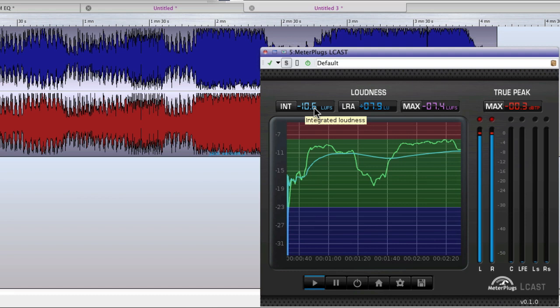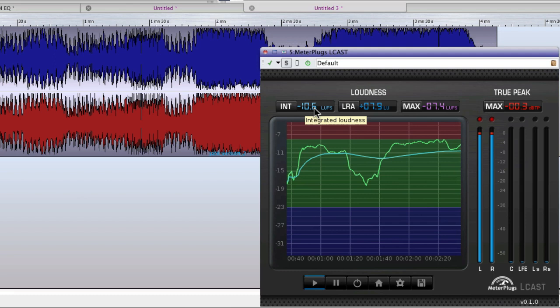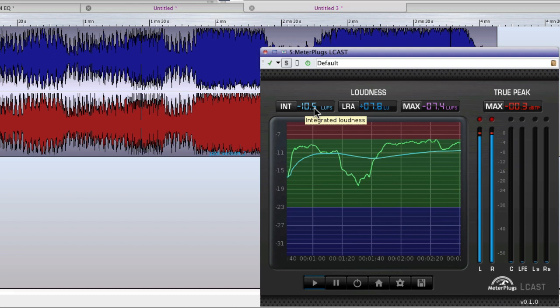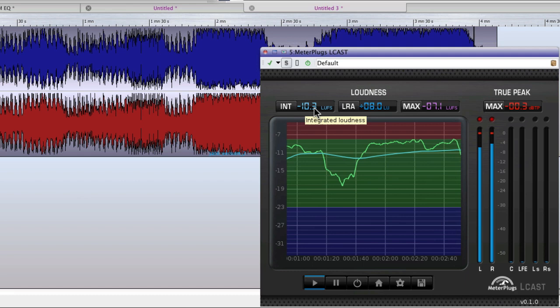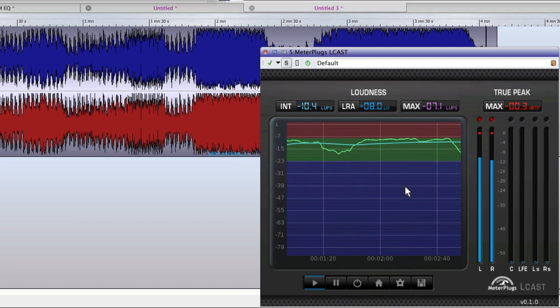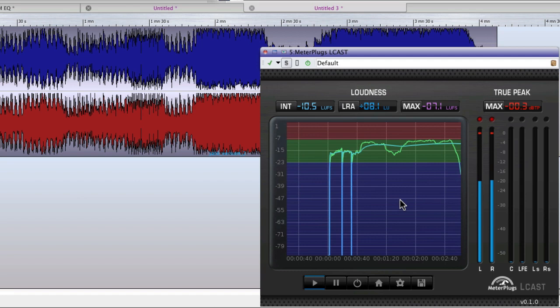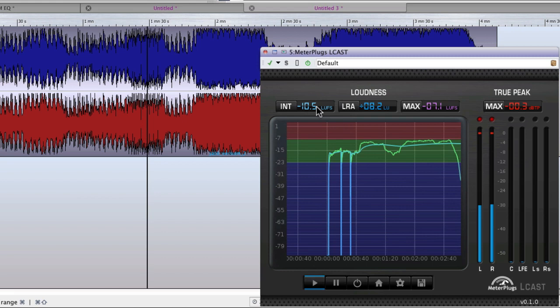Now, the integrated loudness value for a song is very important because this is what's going to be measured when songs are broadcast in future, and this is what's going to determine the loudness. So, just to give you an idea, if I shrink the scale back down here so we can see the whole song and the full range of loudness. The integrated loudness value for that track is minus 10.5 LUFS. The maximum loudness was minus 7 LUFS, and the true peak reading was minus 0.3 dB full scale.